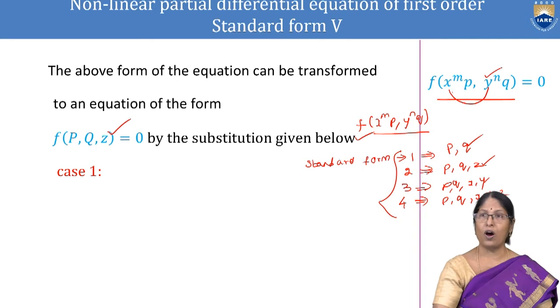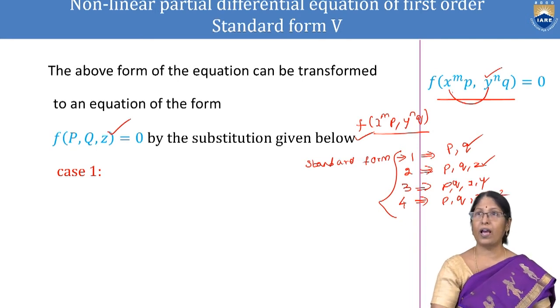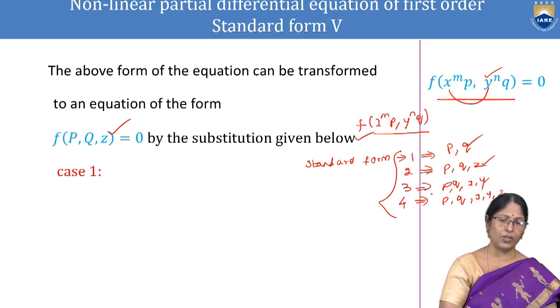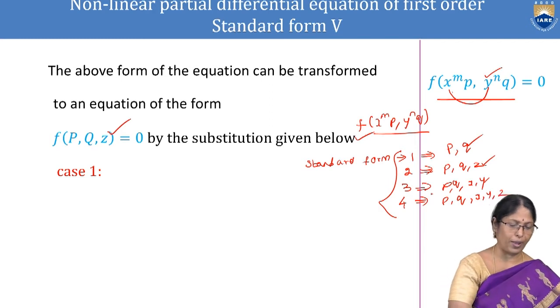In the 4 forms, X and Y will not have powers, whereas in standard form 5, X will have a power of 2, 3, or n, or -2, -1. The powers will be there, which differentiates standard form 5 from the other 4 forms. Coming to the picture now, standard form 5.